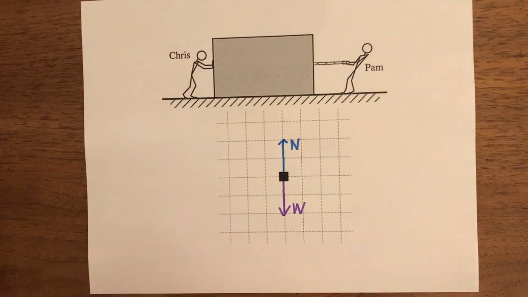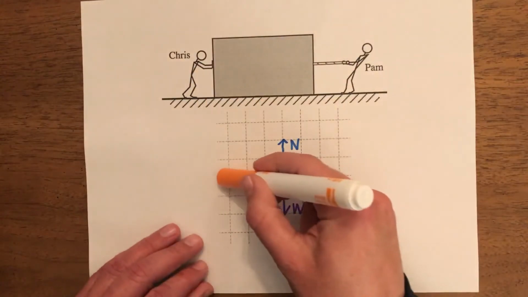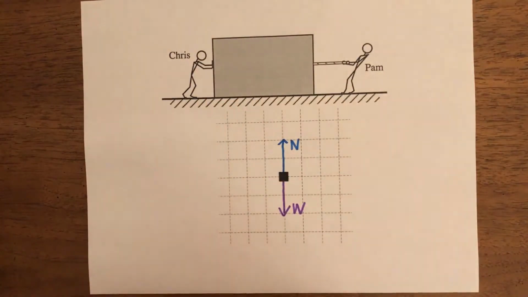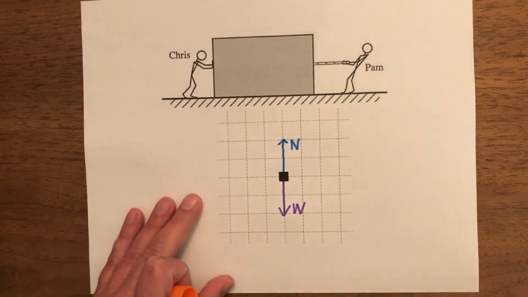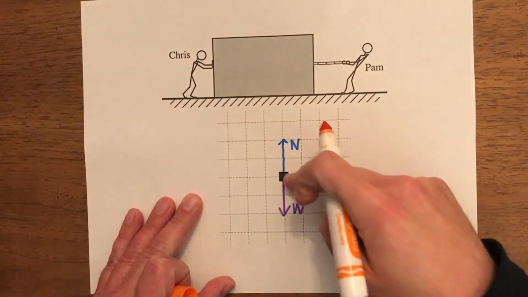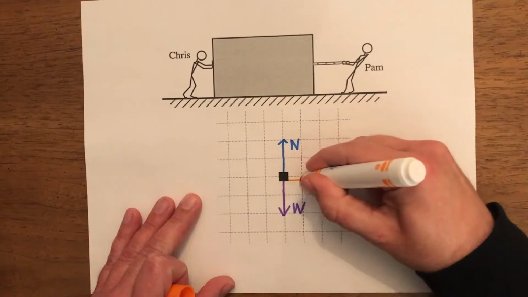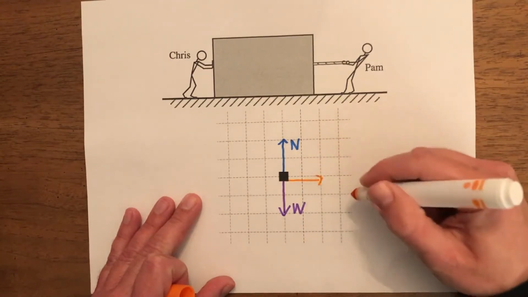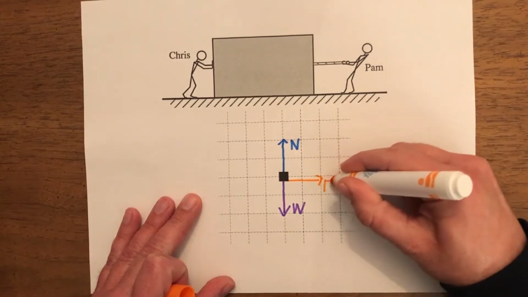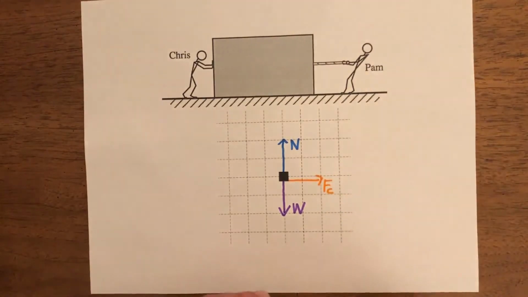So another force that we have is Chris. Now, some people want to draw Chris over here, but remember it says draw the tail of the arrow starting on the dot. So Chris is pushing it to the right. So we're going to start our tail here, and I'm just going to make this up and say Chris is 2 blocks long. I'm going to call this F sub C for force of Chris there.